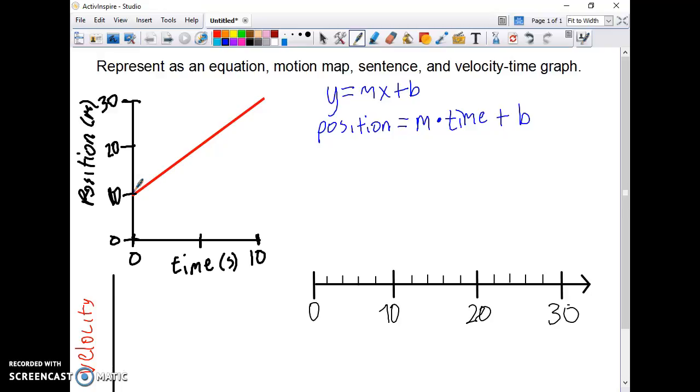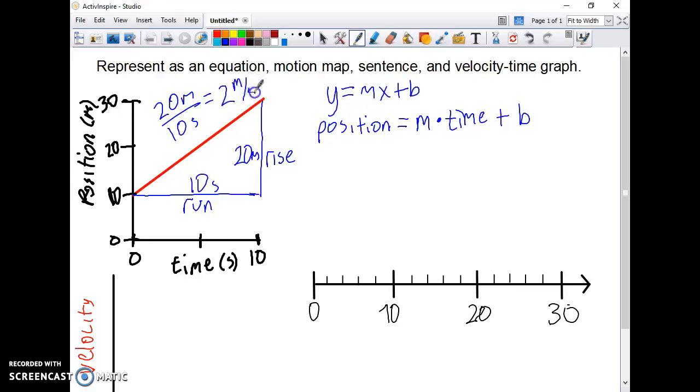Let's do rise over run to calculate the value of m. So here we have how much the line rises over how much the line runs. And we see that it rises from 10 to 30 meters. So we do 30 meters minus 10 meters to get the rise of 20 meters. In how much time? It runs from 0 seconds to 10 seconds. That's a total of 10 seconds. Now if we do rise over run, that's 20 meters over 10 seconds, which of course, 20 divided by 10 is 2. We've got to keep those units, meters per second.